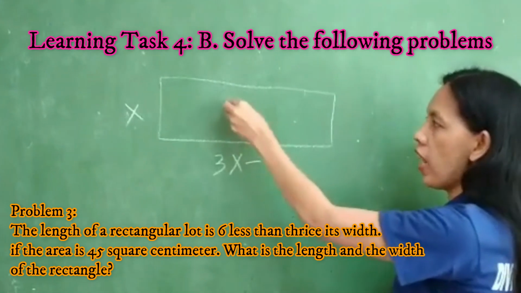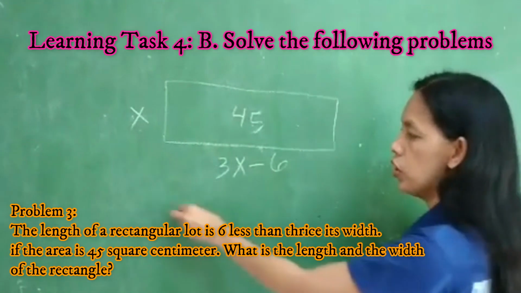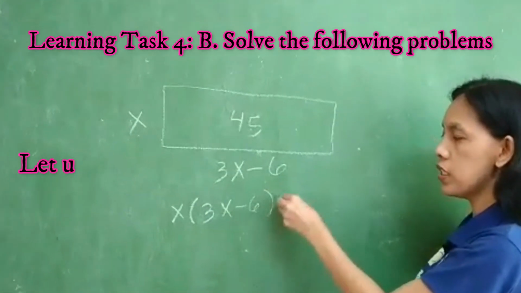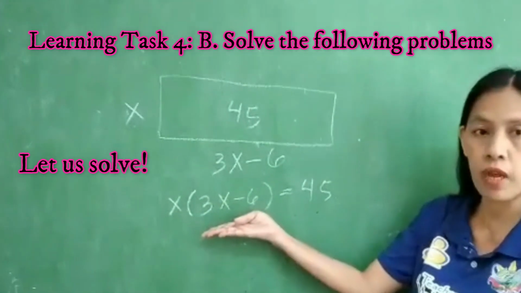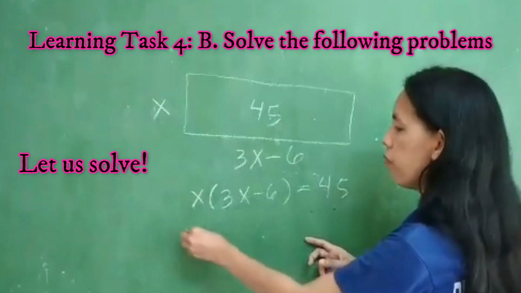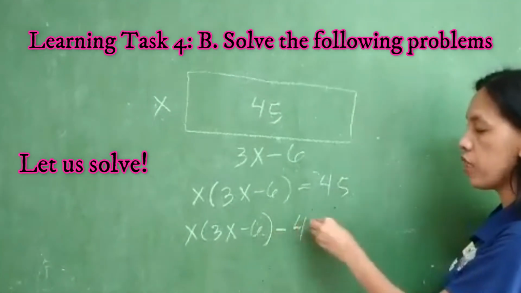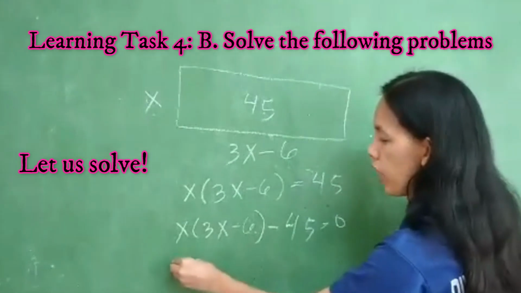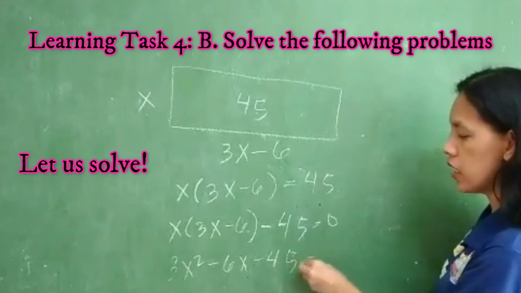It said that the area is 45 square centimeters. So what will be the equation? We have x times 3x minus 6 is equal to 45, since the width is x, the length is 3x minus 6, and the area is 45. By the addition property of equality, we have x times the quantity 3x minus 6 minus 45 is equal to 0. So distribute x to 3x minus 6. We have 3x squared minus 6x minus 45 is equal to 0.